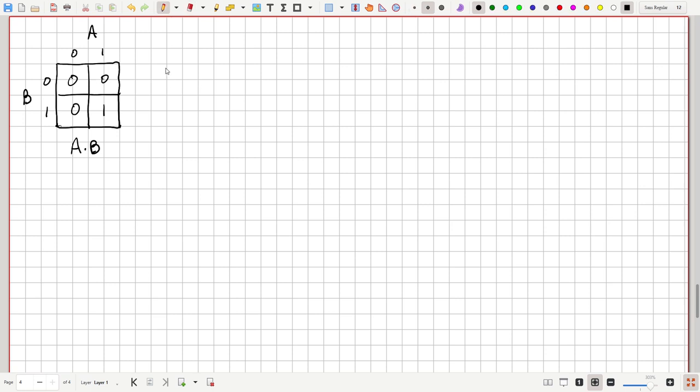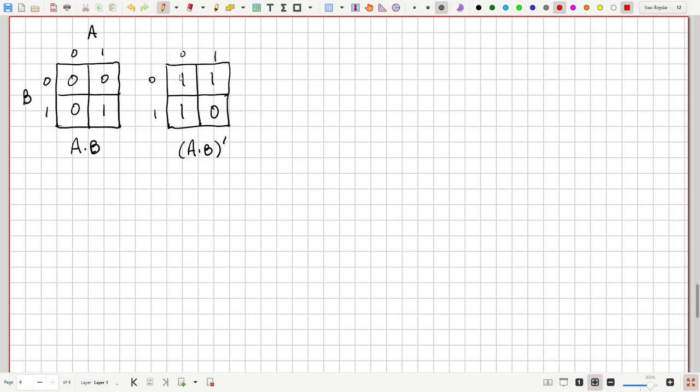Now let's invert that. Let's take A and B and invert it, the not A and B. This is the NAND operation. Everywhere there's a 0, we put a 1, and where there's a 1, we put a 0. Okay, again, these are the A and the B values. Now, let's do this K-map trick here.